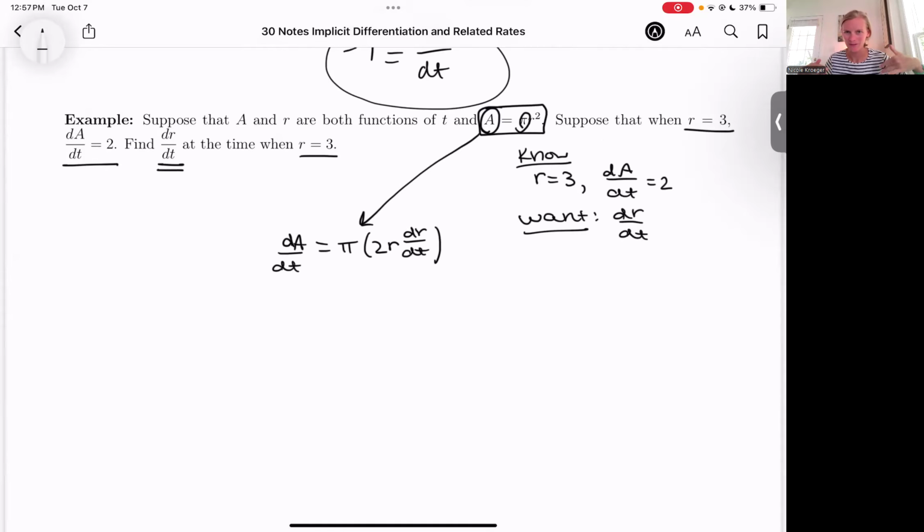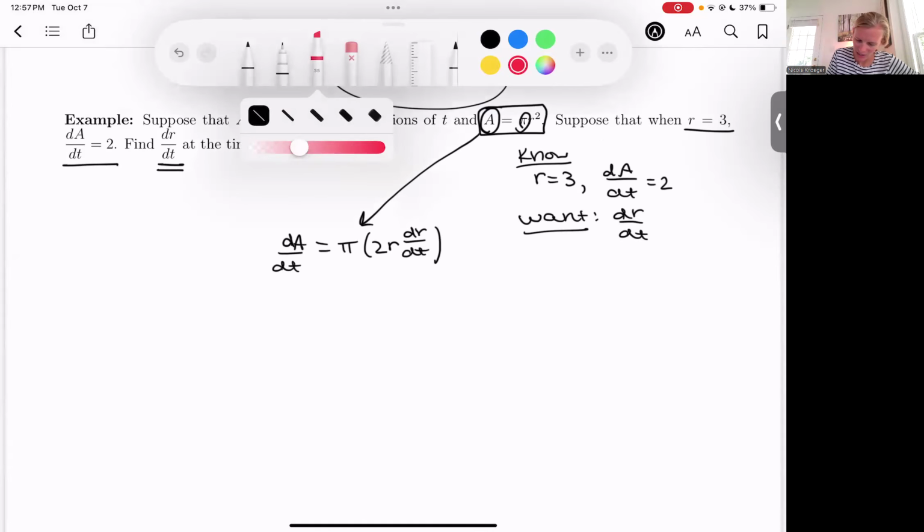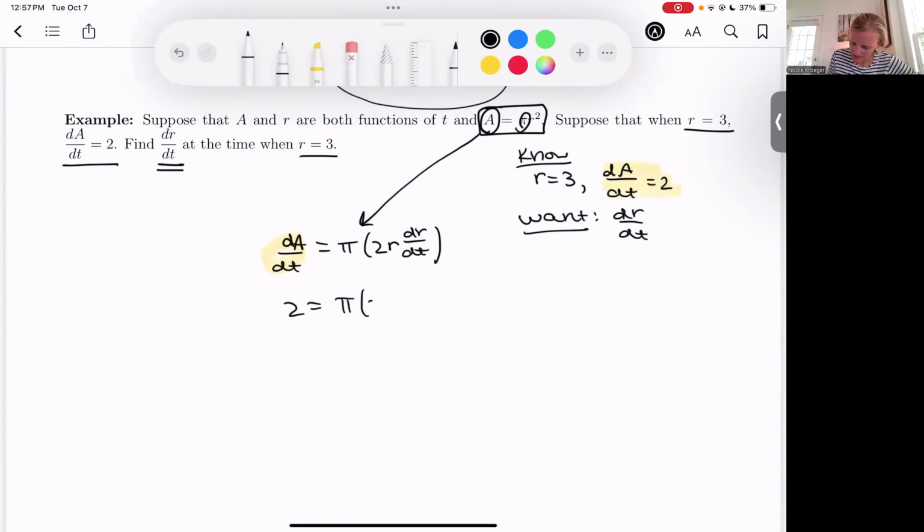Remember, plug in things before you solve. So we know, if we highlight the things that we know, that dA dt is 2. So we're going to have a 2 on this side of the equation. We'll keep the pi times 2. We know that r is 3, so we'll replace the r here with 3. And then the thing that we're trying to find is dr dt, so we'll leave that alone.